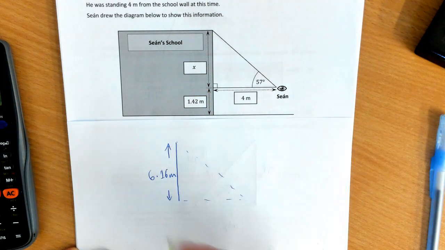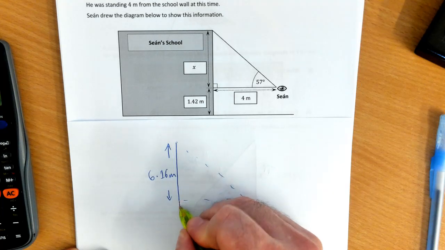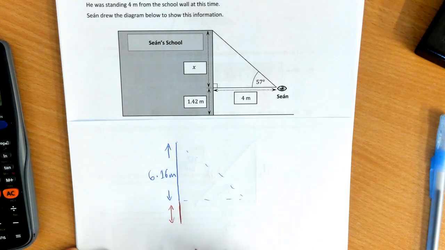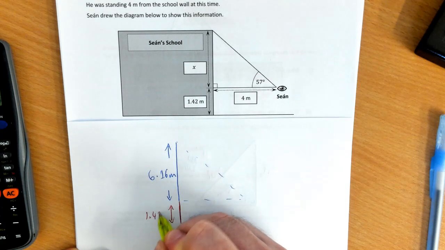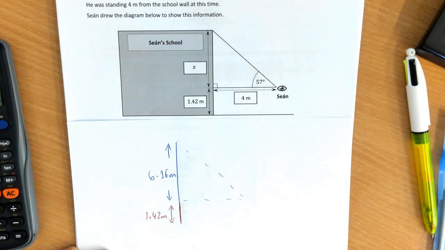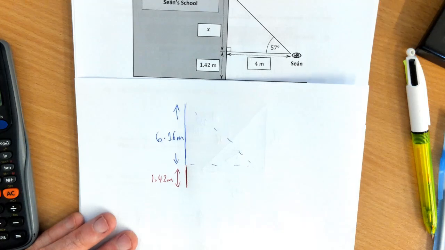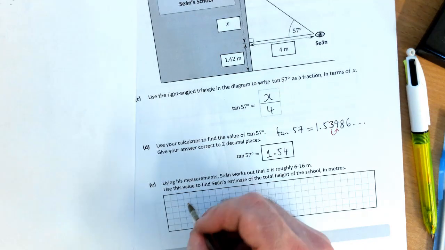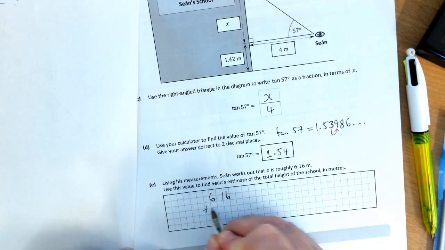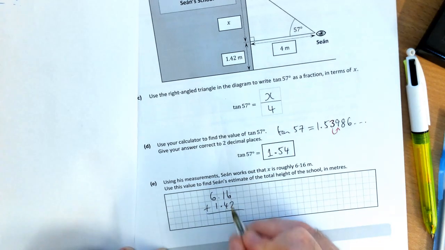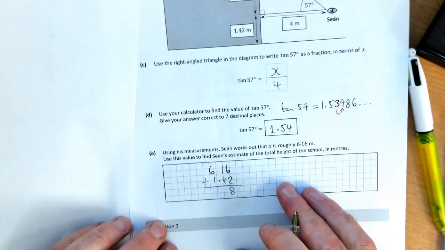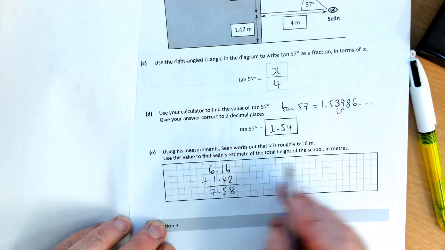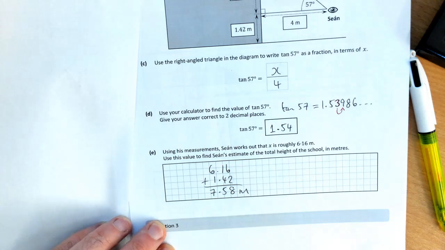And of course we need to find out the height of the school, so there's still that bit of the wall that's red there, and that's a distance of 1.42 meters. So what we need to do in this part of the question is add 6.16 and 1.42 together. 2 and 6 is 8, 4 and 1 is 5, 6 and 1 is 7. So the answer for the height of the school is 7.58 meters.